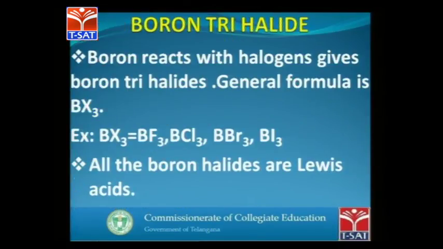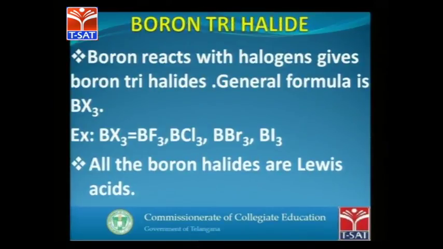So next, a very important topic is boron trihalides. Boron trihalides are compounds of boron with halogens. Generally, they have the molecular formula BX3, where X gives boron trifluoride, boron trichloride, boron tribromide and boron triiodide. But the important thing is that they are Lewis acids. Why are they acting as Lewis acids? We can get it from the structure.